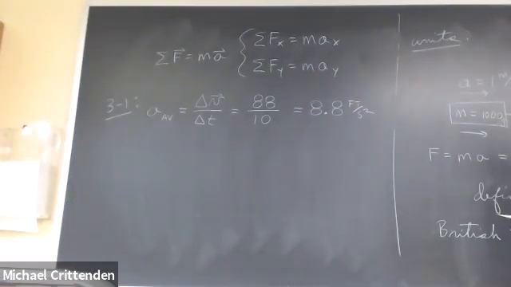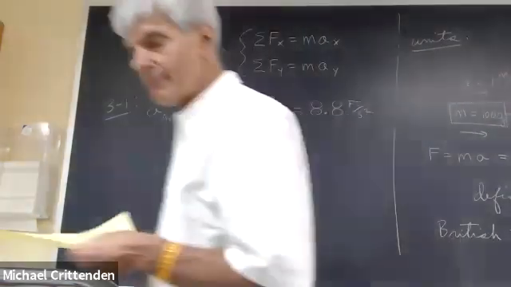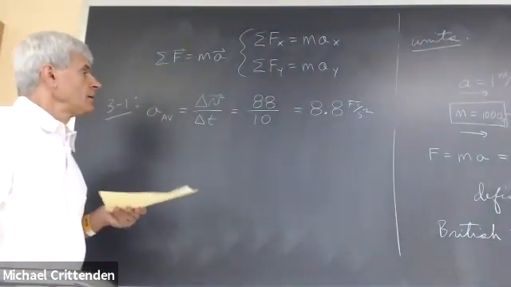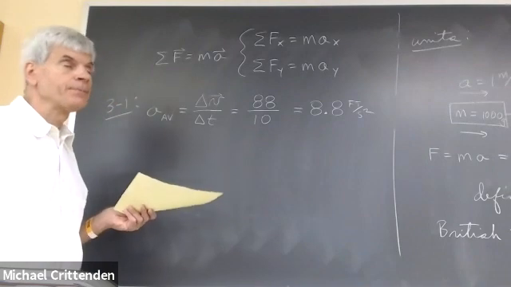So the acceleration of this car is 8.8 feet per second squared. Now the F equals MA part of it.